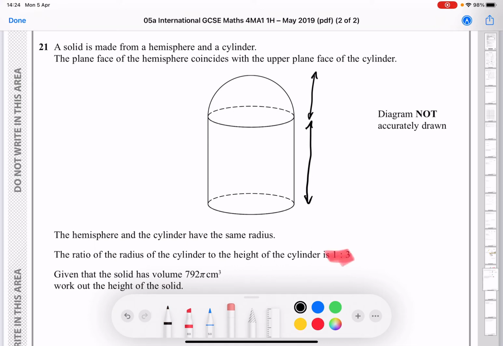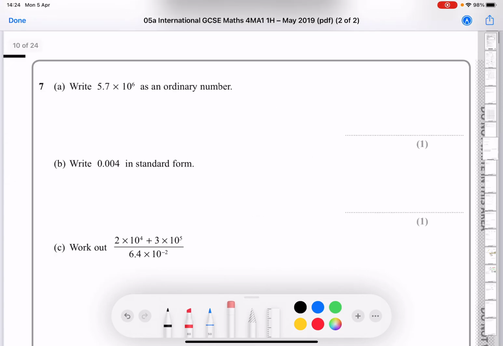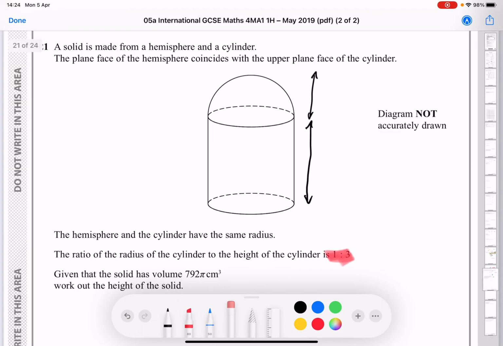So that's 1, that's 3. If that's r, the radius of the hemisphere, then this is 3r. And altogether, the height of the whole thing will be 4r. Okay, because r is kind of important to us here.